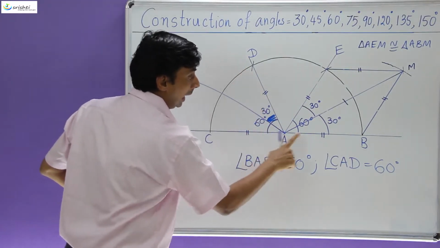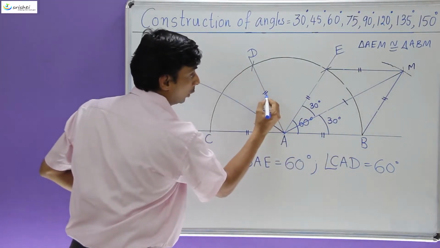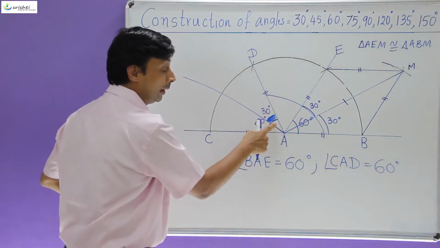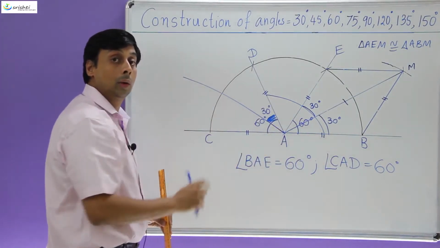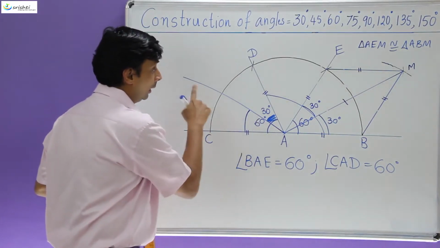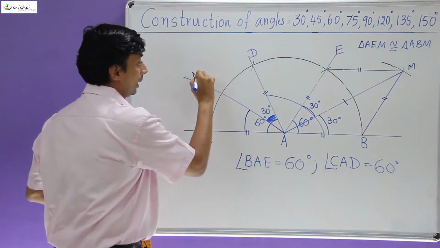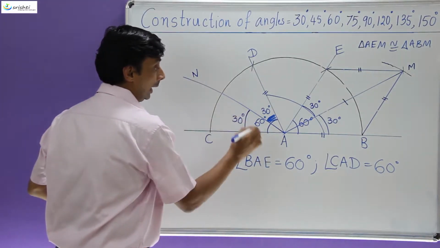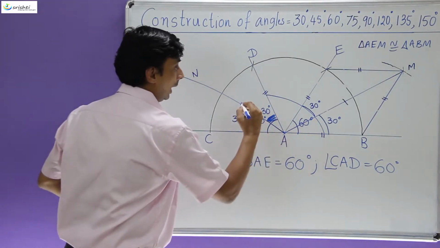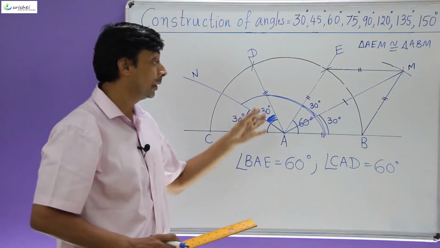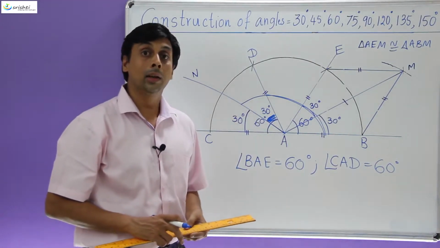Angle DAB is 120 degrees. So this total angle is 120 degrees. This 120 degrees with this 30 degrees will give you 150 degrees. The other way of looking at it: let's name this particular point as N. So NAC, this particular angle is 30 degrees, and therefore the remaining part of the angle, this complete angle, is bound to be 150 degrees. So this is the geometry behind 30 degrees and 150 degrees.